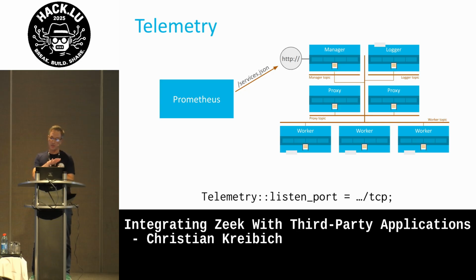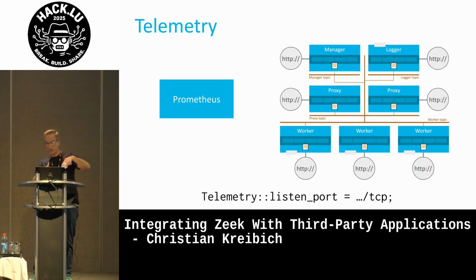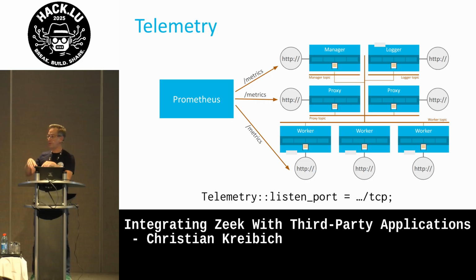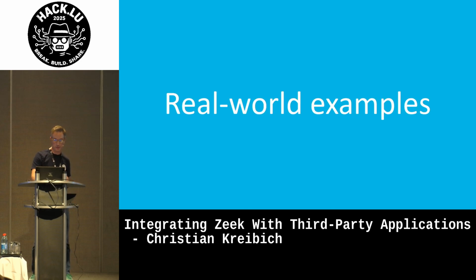So what services.json does is it basically lists in a little JSON blob all of the other endpoints you can talk to in the cluster, and then Prometheus goes out to all of these endpoints and scrapes metrics and stores them away so you can then use it for dashboarding and stuff. And this is there by default. If you're running a Zeek cluster, you can just check the available ports and you can go to town on them.